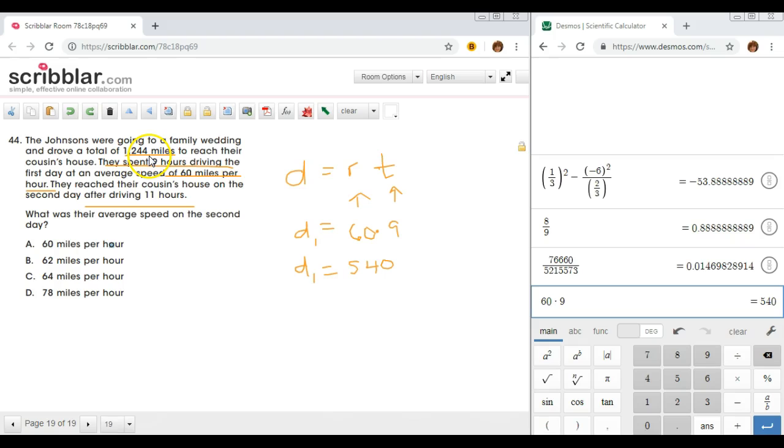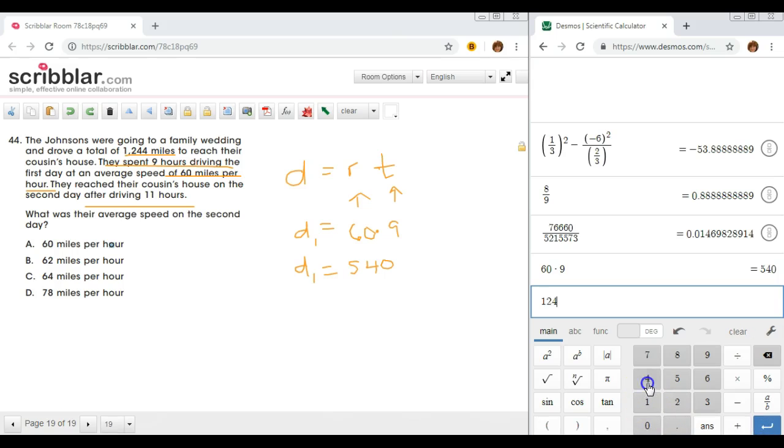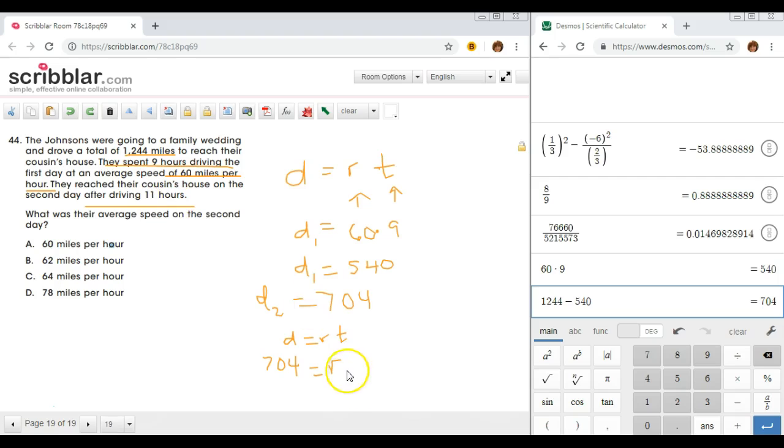But if we know the total distance and we know the first day's distance, we can subtract those two to find the second day's distance. So 1244 minus 540 is 704. So the distance on day 2 is 704. And we can go back to distance equals rate times time and say, well, the distance is 704 for day 2. The rate we don't know, and the time is 11 hours.